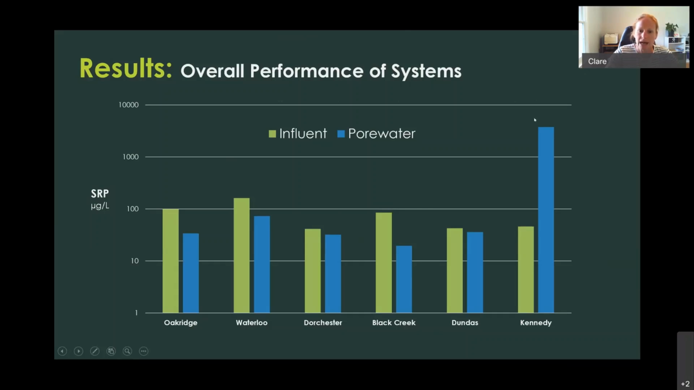The final cell here, however, the Kennedy site, is what we consider to be a failing system with respect to phosphorus removal. And in actual fact, the media here is acting as a source of phosphorus, with the pore water concentrations orders of magnitude higher than the influent road runoff. These pore water concentrations, and as a result the effluent concentrations, are also considerably higher than what triggers eutrophic conditions. And we can also see that's the case for a number of these other systems as well, indicating that if we're going to use bioretention cells for phosphorus removal, we need to be doing a better job at enhancing the phosphorus removal processes.